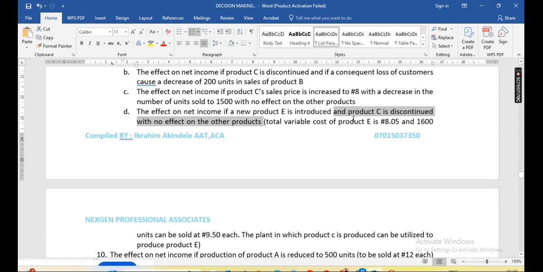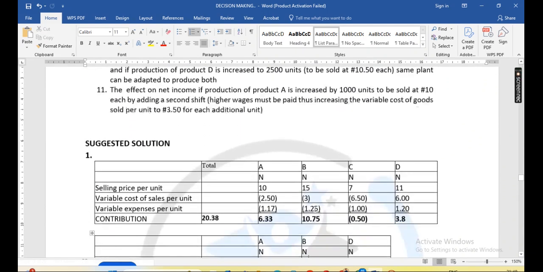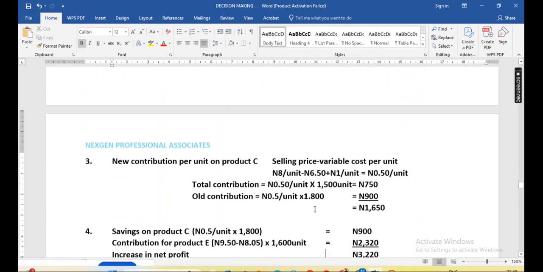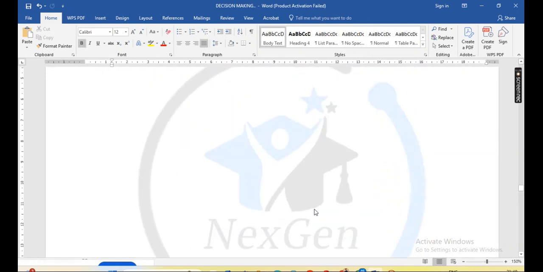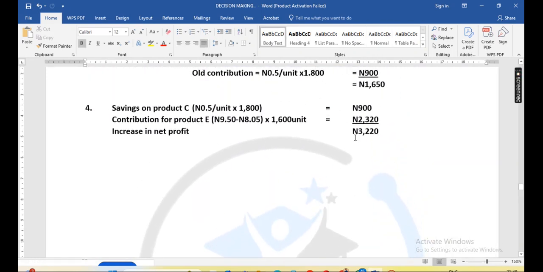Then, when you introduce product E, this is the selling price. Sales minus variable cost gives the contribution. Multiply the contribution by 1,600 and you will have your new contribution. So the savings you have from discontinuing product C, because its contribution was negative, is 900.